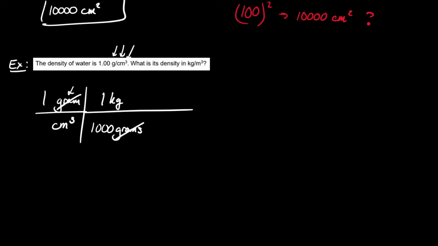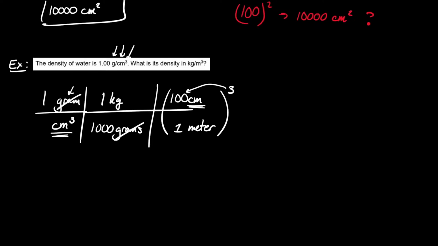Okay, now we want to attack the centimeters cubed. Now remember, we have 100 centimeters, so 100 of the little guys, in 1 meter. Now you can't stop there because remember, this only cancels 1 of the 3 factors of centimeters that are in the denominator. So we need to do this 3 times. So you can either, again, multiply by this fraction 3 times or just put the cubed there and be really careful to remember that the cubed is hitting everything inside. So I'm going to do it this way because it'll be a little more compact.